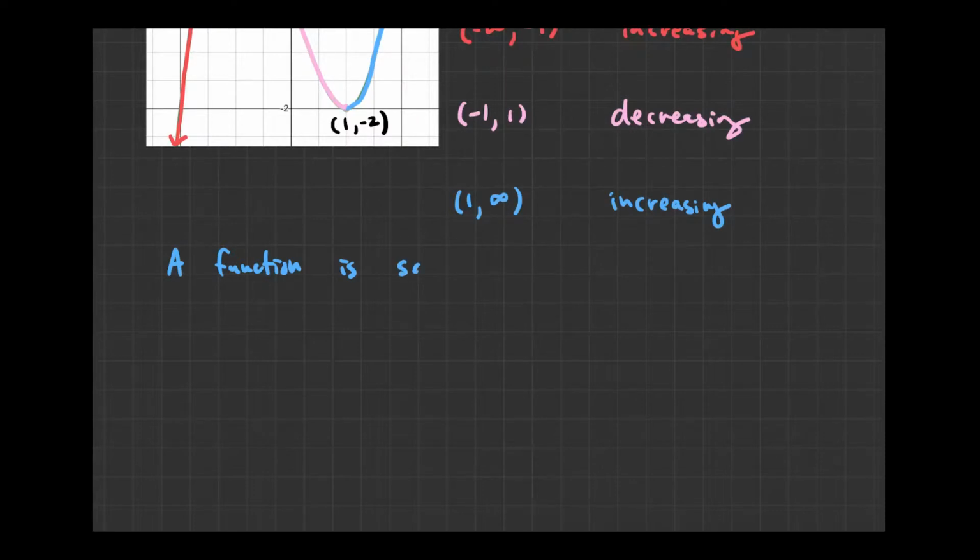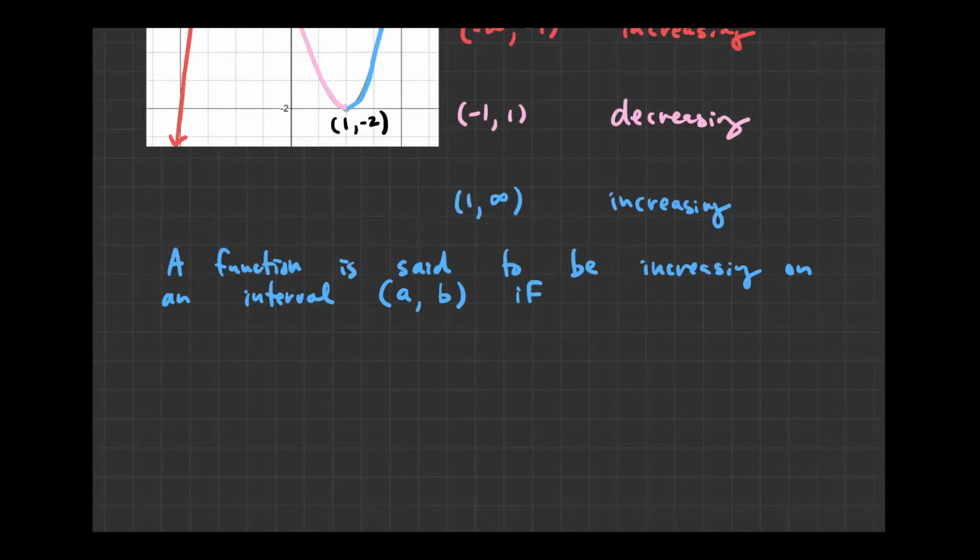A function is said to be increasing on an interval (a, b) if for any x1 and x2 such that a is less than x1, which is less than x2, which is less than b.